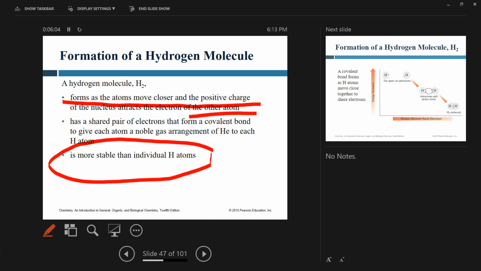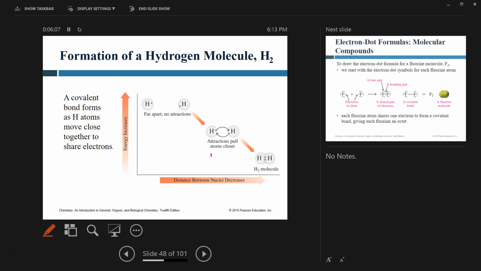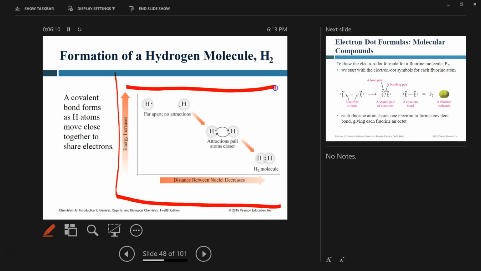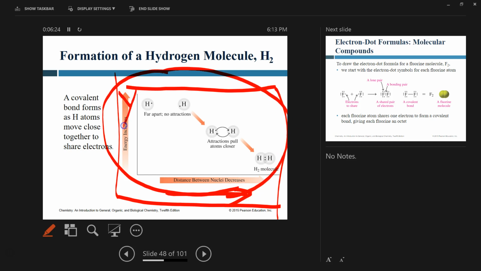So far, good? So here this process is illustrated on the graph where distance between nuclei is plotted on the x-axis and the energy of the whole system is plotted on the y-axis. So you can see that the total energy of two separate hydrogen atoms is higher than the energy of the hydrogen molecule. And it's a basic law of nature that you can observe in many systems. Every system attempts to lower its energy.